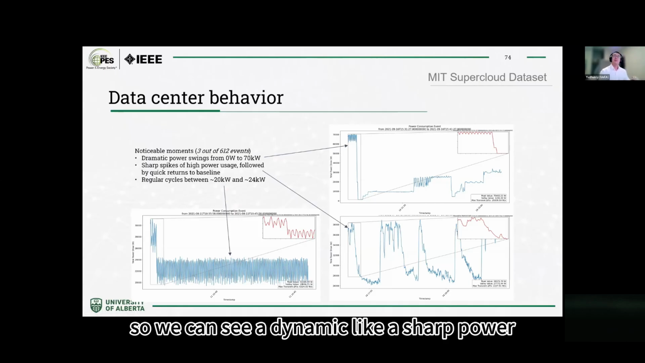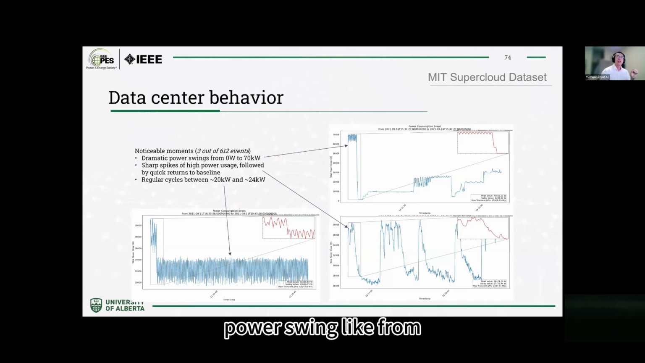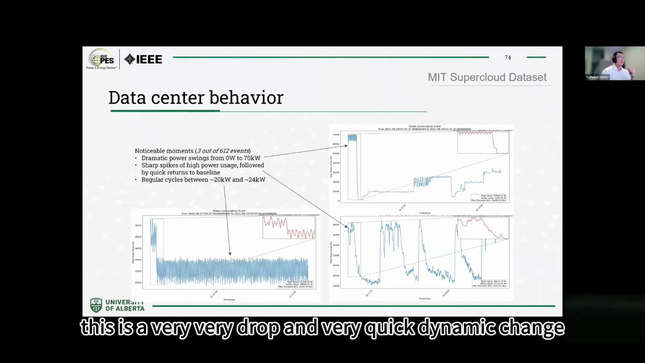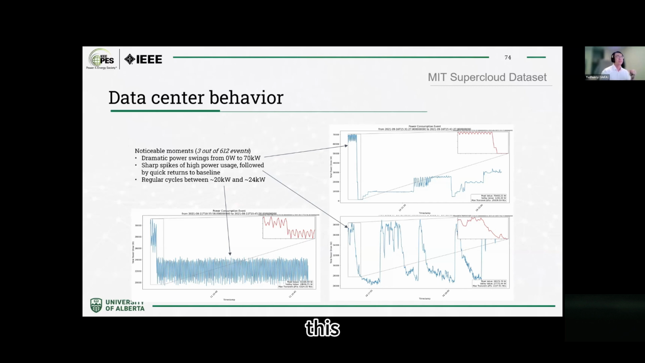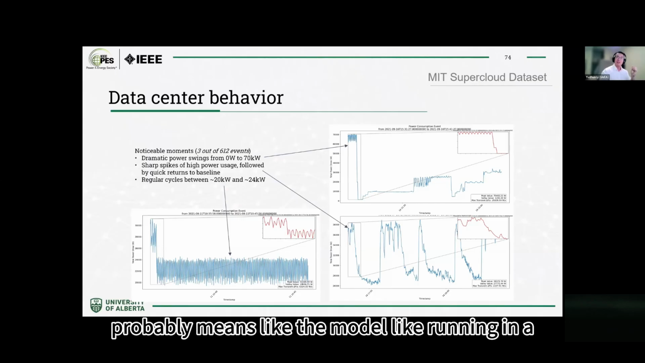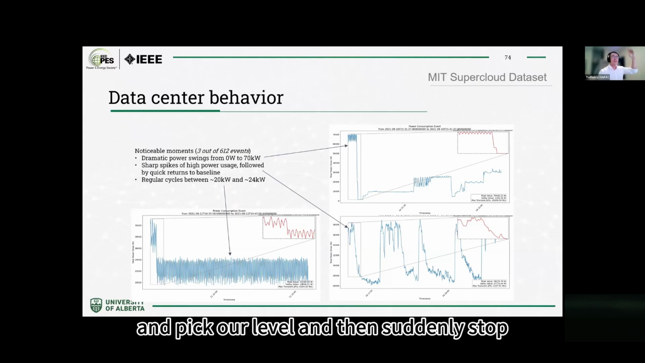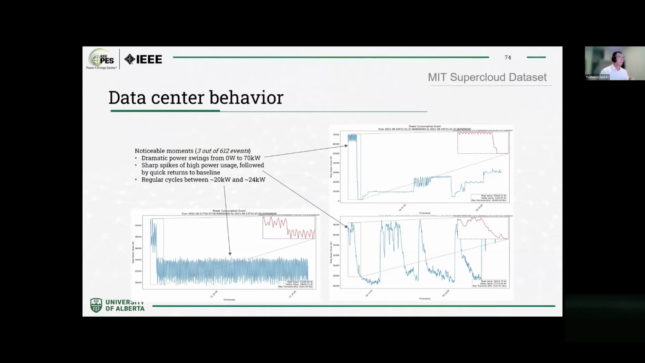So we can see a sharp power swing, from 70 kilowatts to 0. This is a very, very sharp and very quick dynamic change. This probably means the model was running at peak power level and then suddenly stopped.